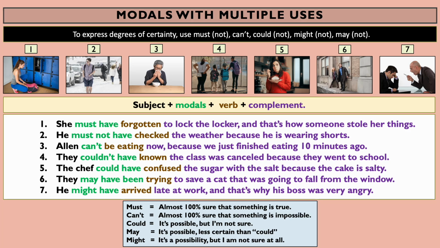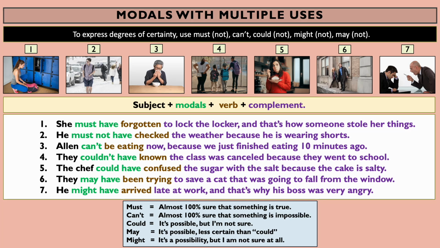Must, almost 100% sure that something is true. Can't, almost 100% sure that something is impossible. Could, may, and might, they are kind of the same. The only difference is that with could, you're more certain than with may or might.